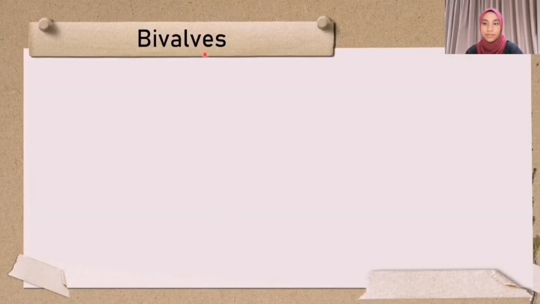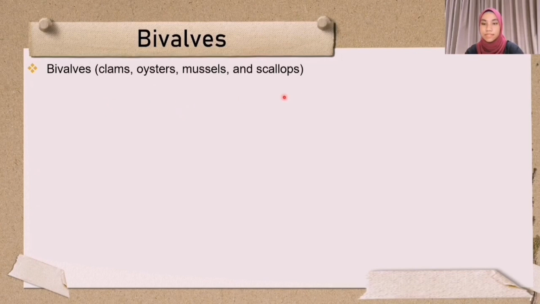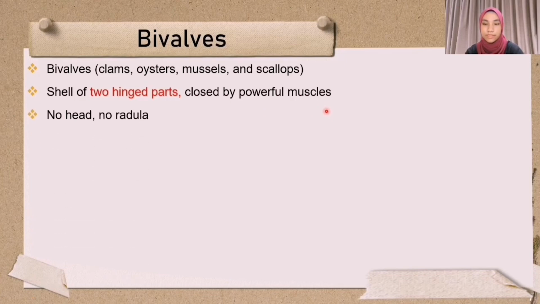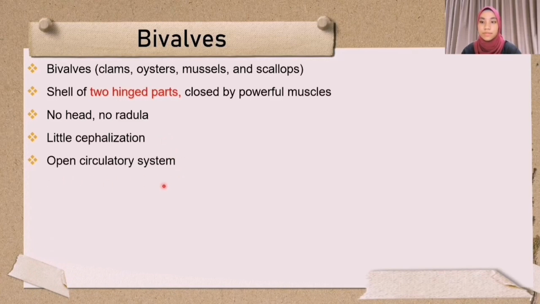Now we move on to bivalves. Clams, oysters, mussels, and scallops are all bivalves, with two parts of shell that are hinged and closed by one or two powerful muscles. Bivalves have no head, no radula, and very little cephalization. The circulatory system is open.